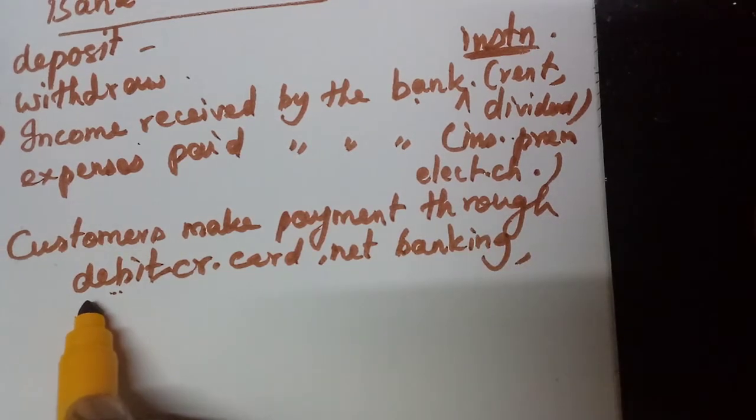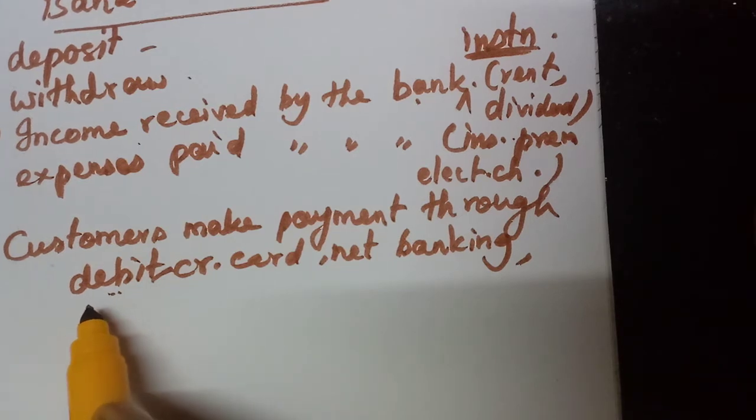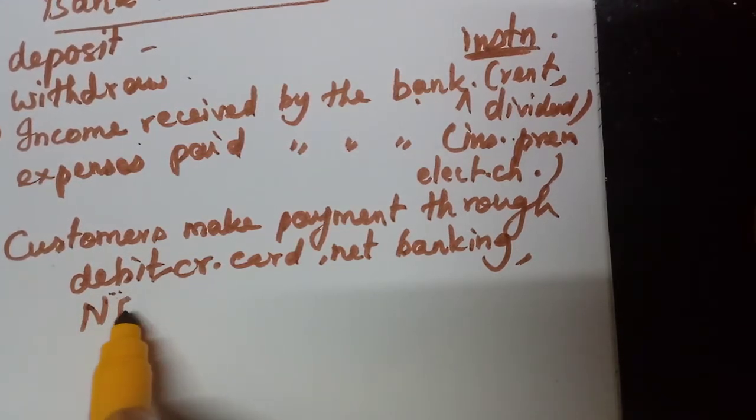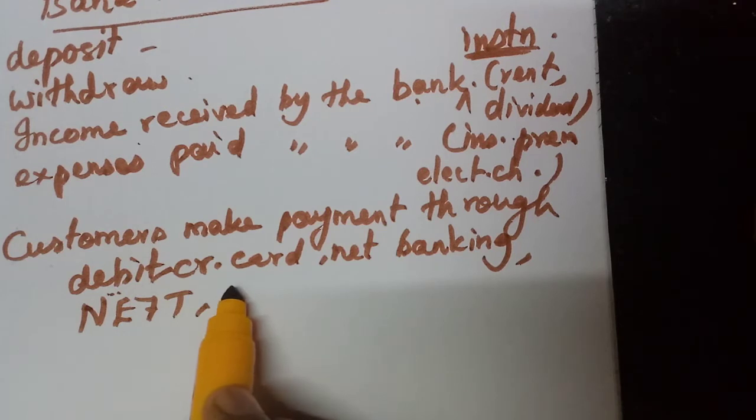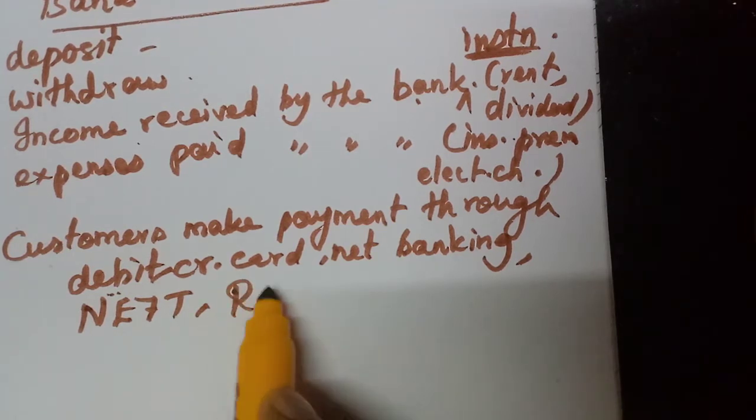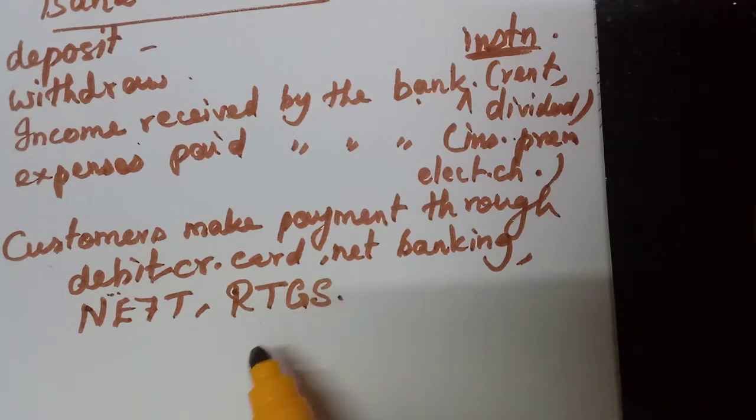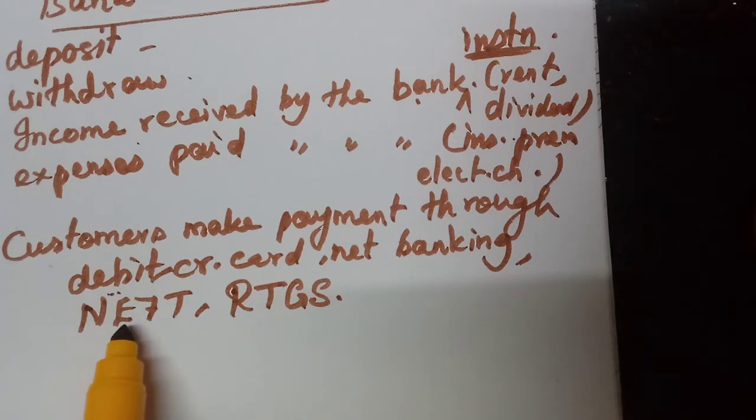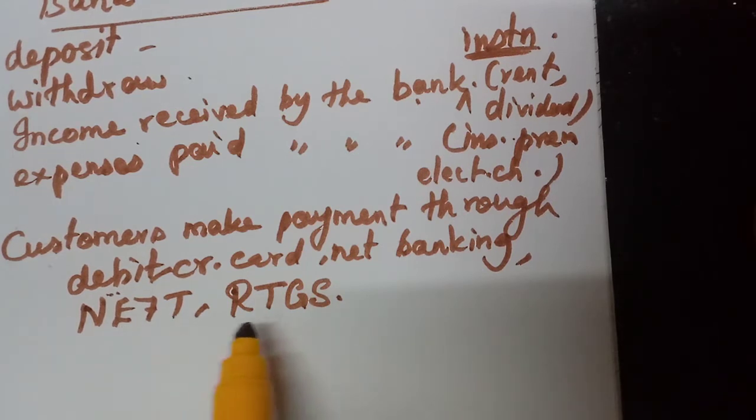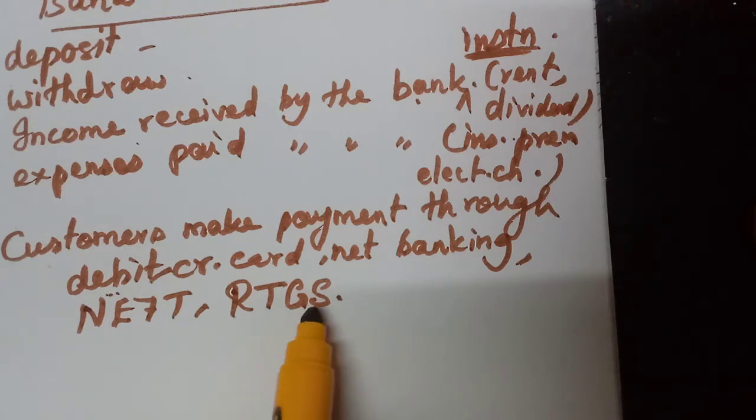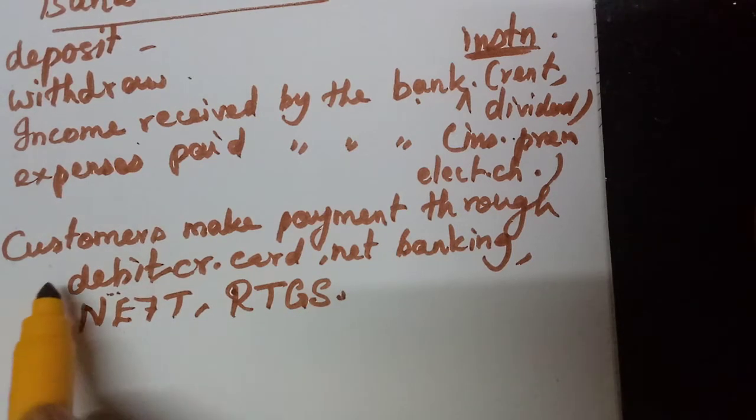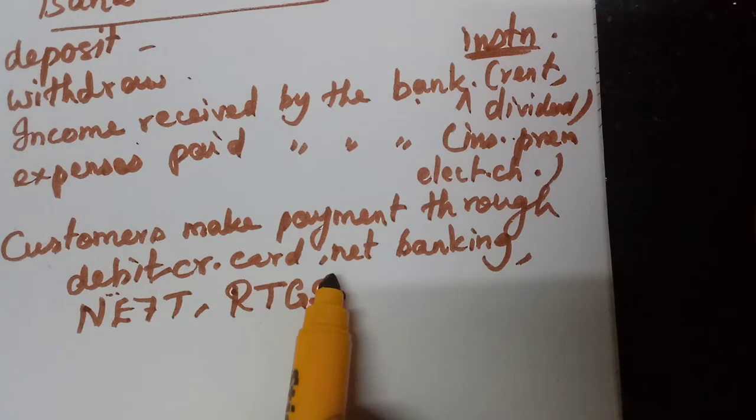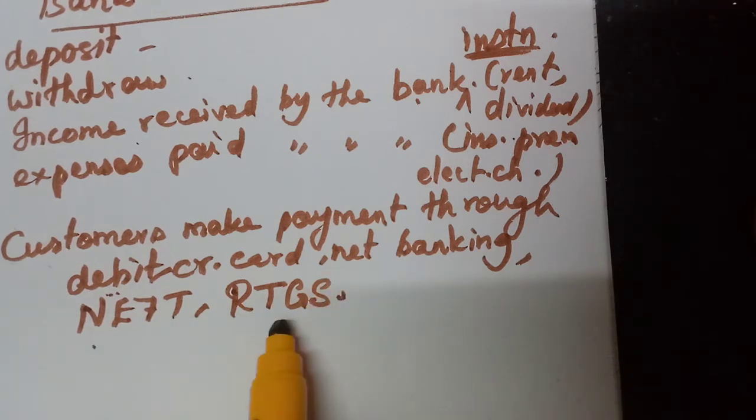Then many other things known as NEFT, National Electronic Fund Transfer, then real-time gross settlement. Nowadays we have many facilities to transfer the money. We do not use RTGS often; big business concerns use this one. Here, customers make payment through debit card or credit card, net banking, NEFT or RTGS.